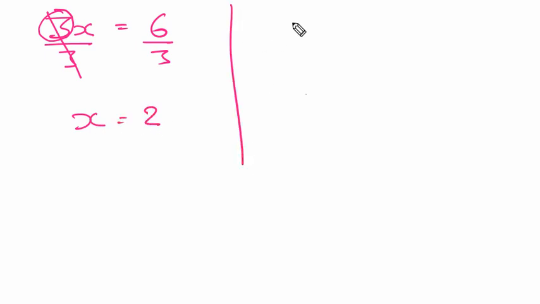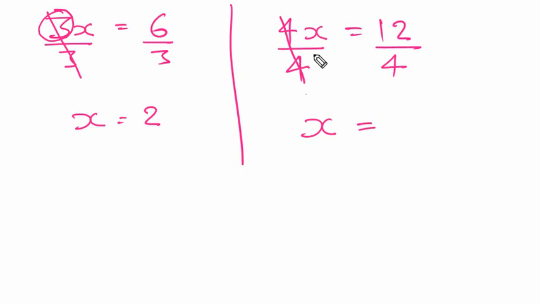Now next is, if you have for example 4x is equal 12, then what you will do here, this is a multiplication, so we will divide. So 4 divided by 4 is 1, so 12 divided by 4 is 3.